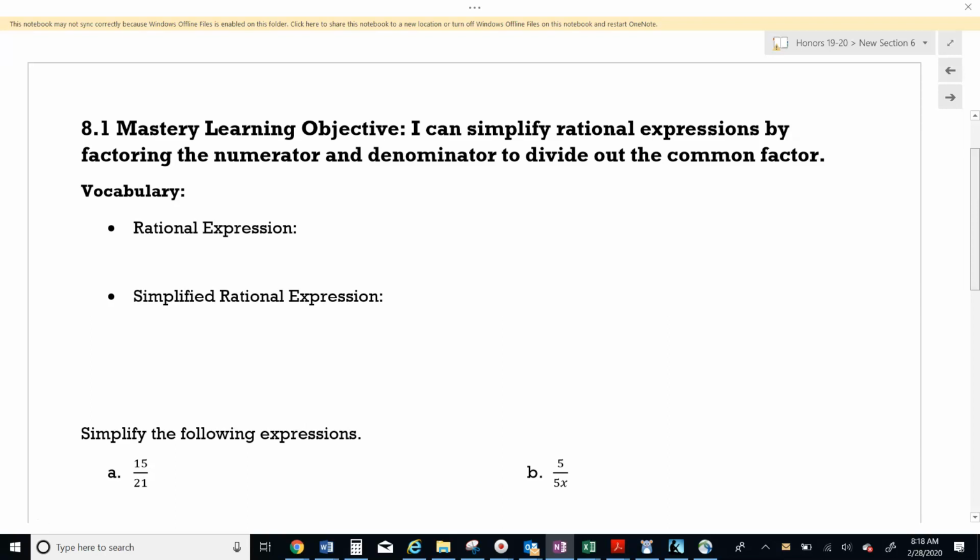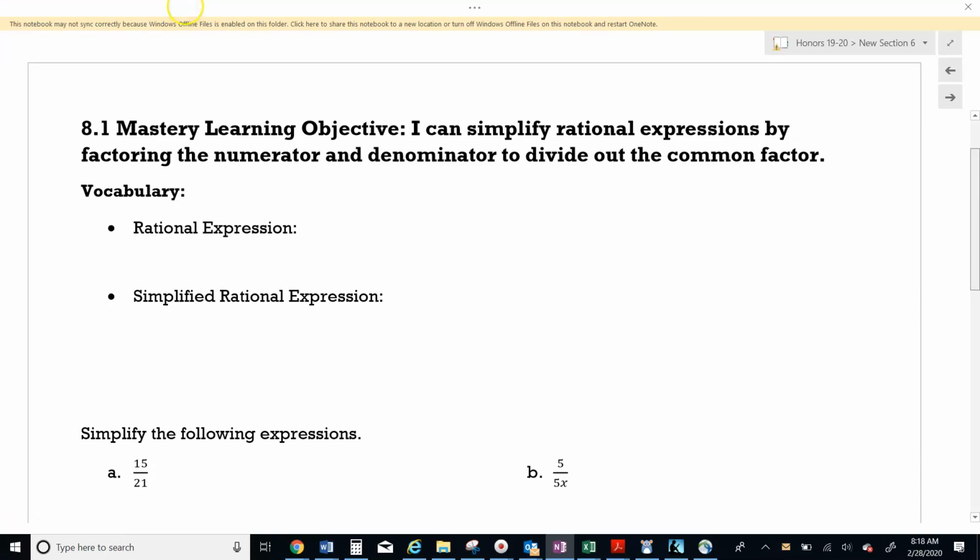So a rational expression, hold on. Oh, there we go. Sorry guys.